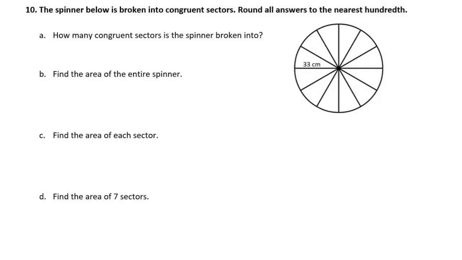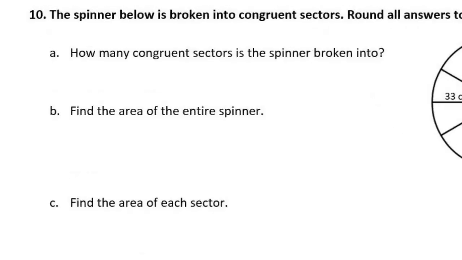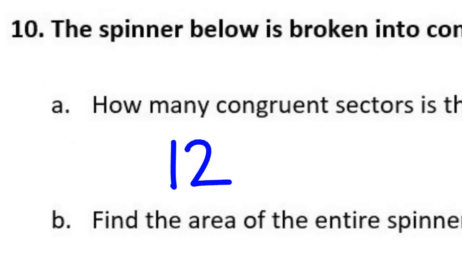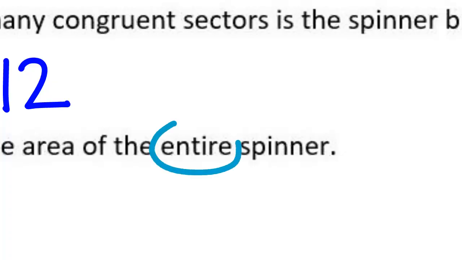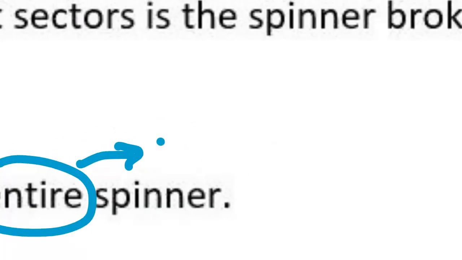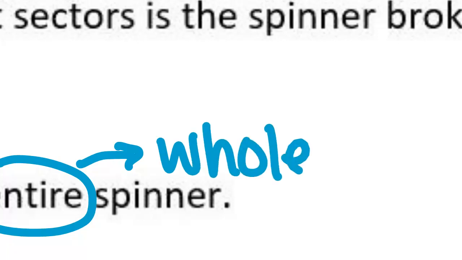How many congruent sectors is the spinner broken into? 12. There are 12 pieces there. Part B, find the area of the entire spinner. What shape is the spinner? Circle. So we want the whole circle here.